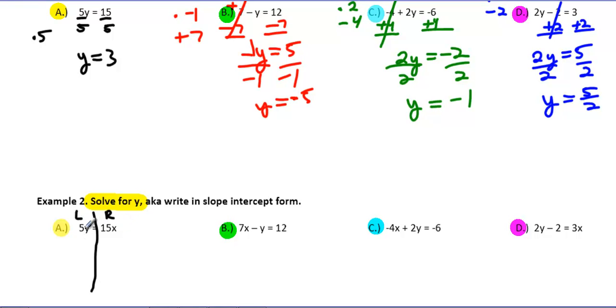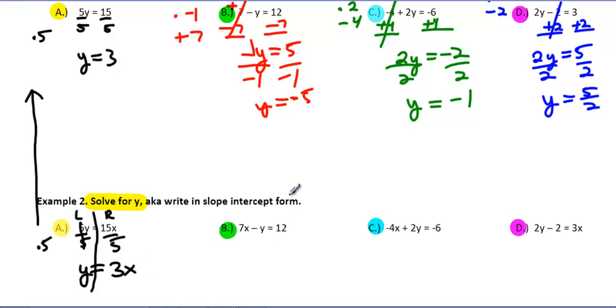I look at the left side and I say, okay, we're multiplying by 5. Exactly the same as what we did up there. So I'm going to divide by 5, and that's going to cancel out. I'm going to end up with y equaling, instead of 3, it's going to be 3x.